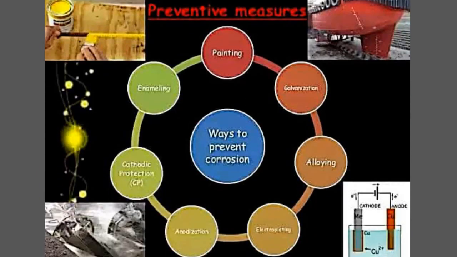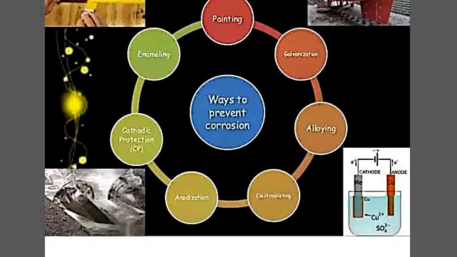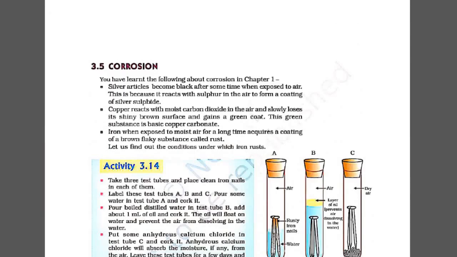What are the different preventive measures? There are certain measures like painting, one of the common ones. Then galvanization, then you have alloying, electroplating, anodizing, then there is cathodic protection, and then there is enameling. So these are a few of the common methods by which we can protect against or prevent the corrosion process.